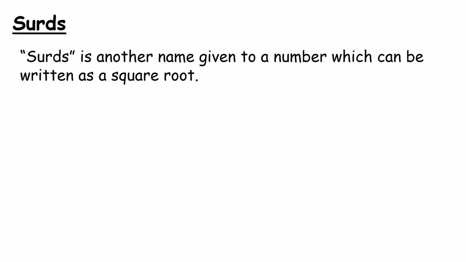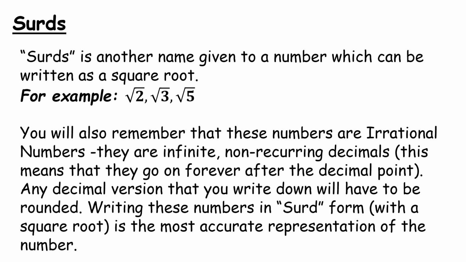So surd is just another name for a number which can be written as square roots. Basically what I'm talking about is root 2, root 3 and root 5. So root 4 wouldn't technically be a surd because root 4 simplifies to 2. So any number which is written with a square root, we often call that square root the surd. So we call these surd numbers. So you remember that these numbers are irrational, so hopefully you remember that. So they're infinite non-recurring decimals, so this means they go on forever after the decimal point and they don't repeat themselves.